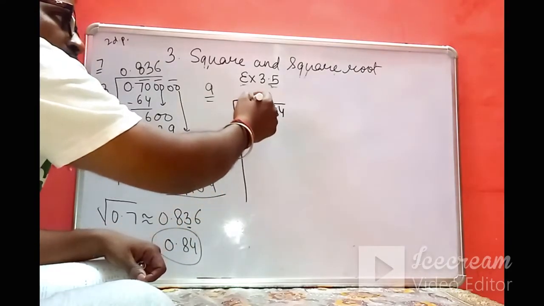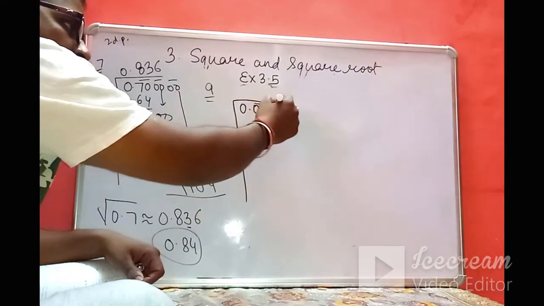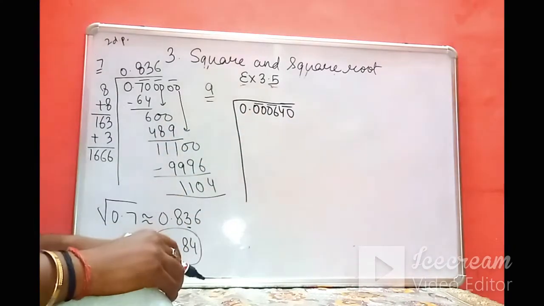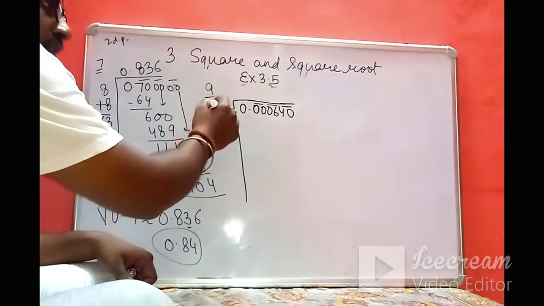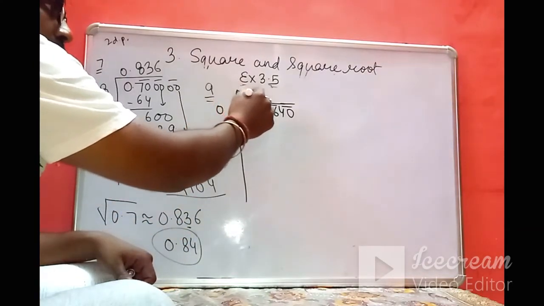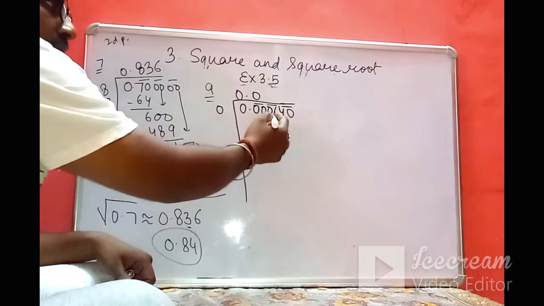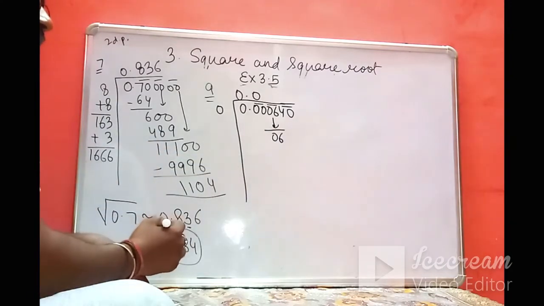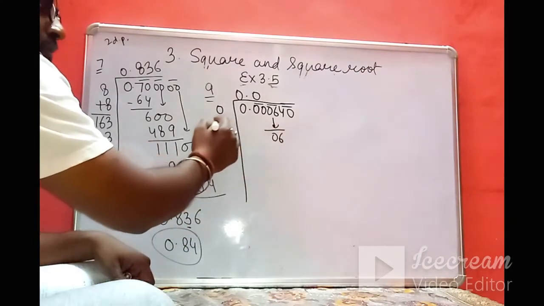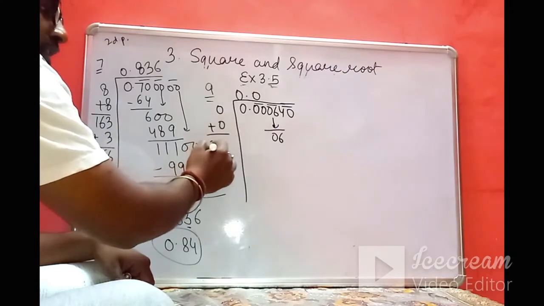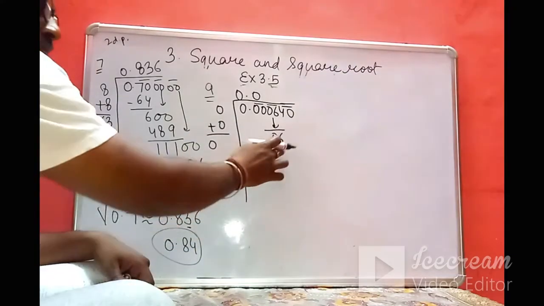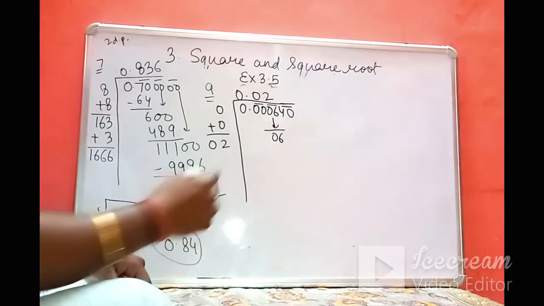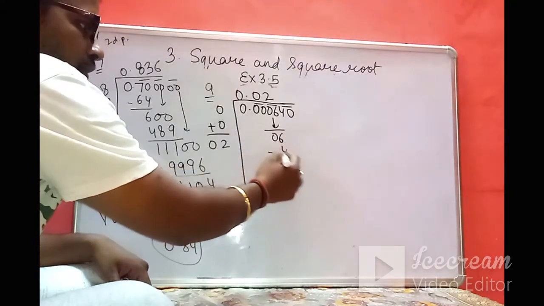And how to calculate? By forming the pairs. So one pair, then 06 is one more pair, and here I will put a 0 so that I get the third pair. So how to start it? 0, 0, then this pair will come down as 06. Then we will write the nearest square of 6. The nearest square of 6 is 2, so 2 into 2 is 4.